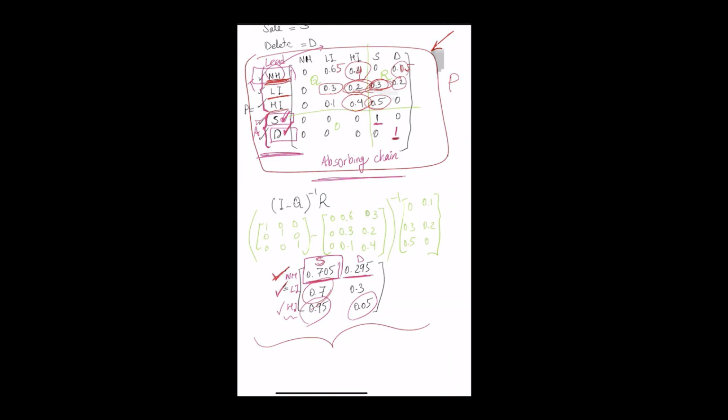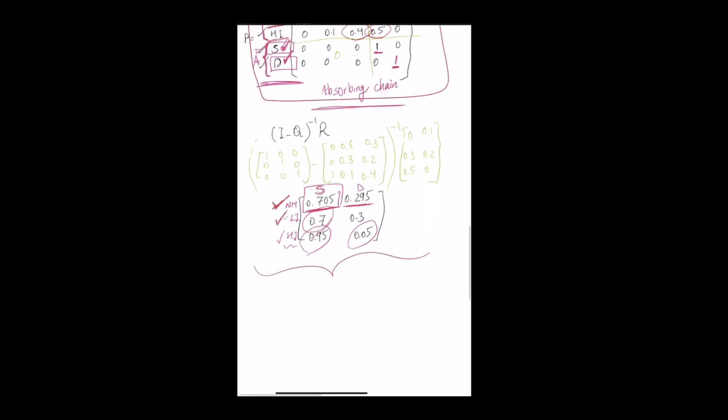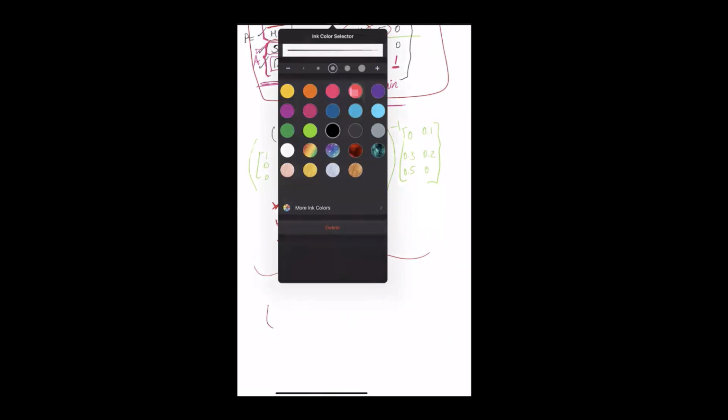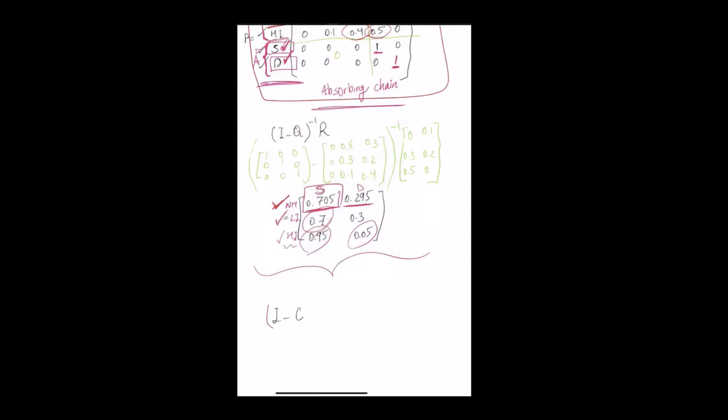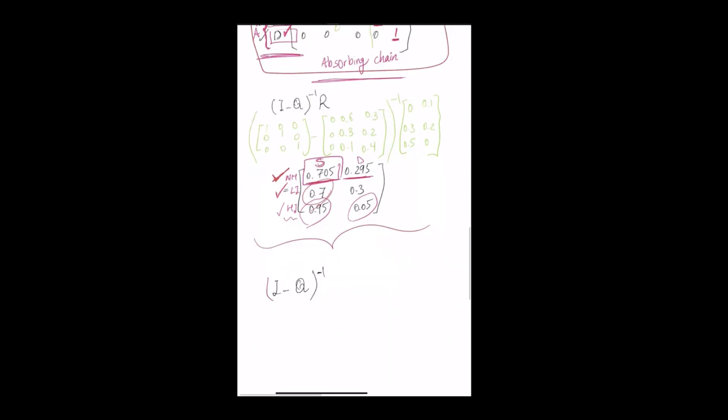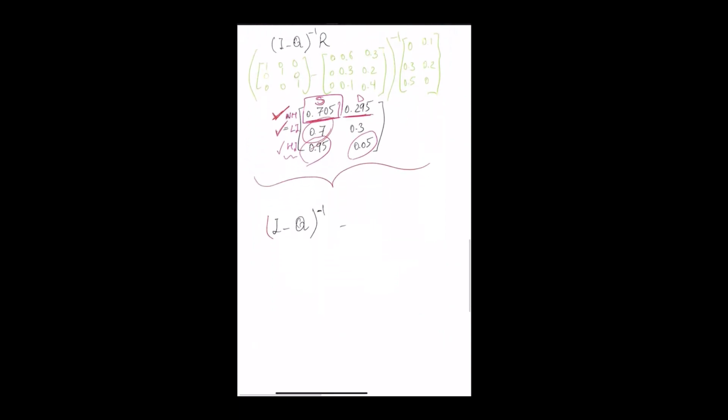You sum up the, what you sum up on the row that we're looking for in the I minus Q inverse matrix? Yes. So I minus Q inverse, I'm going to calculate that, which we already calculated for the previous section, but I just didn't write it. So I minus Q inverse is 1, 0, 0.